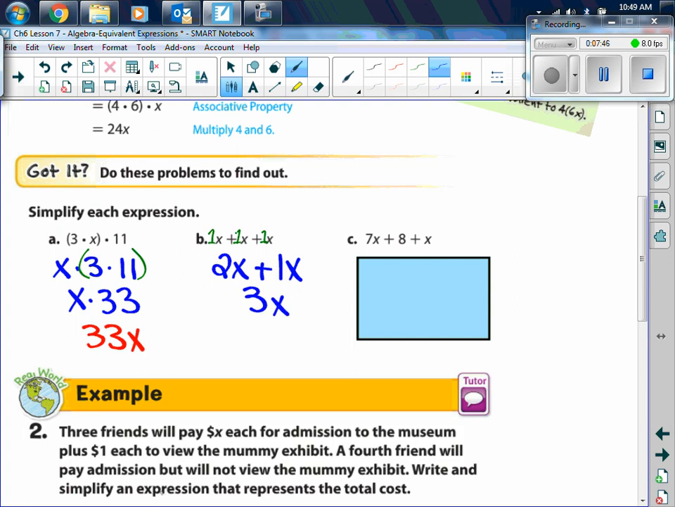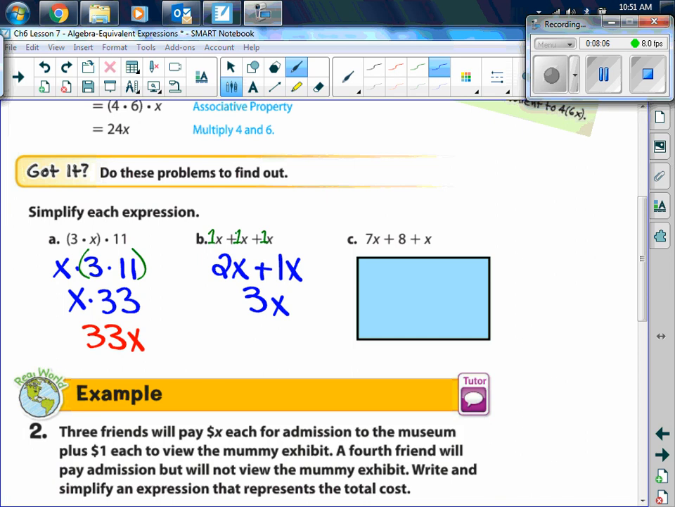Okay? Now, I want to let you know that eventually we won't have to show all of the movement. By the end of this lesson, we're just going to be circling our like terms. So, why don't you guys do letter C on your own.